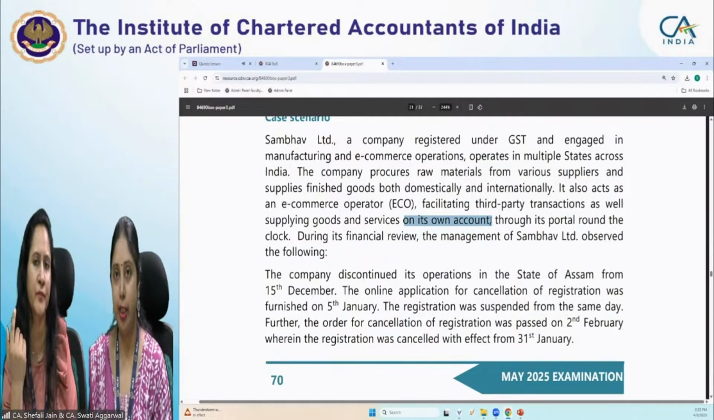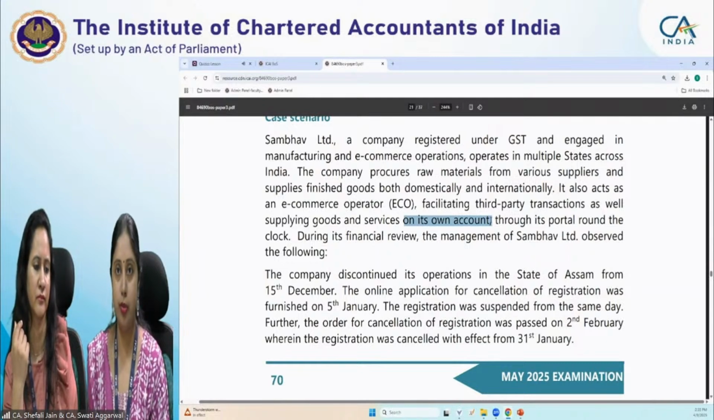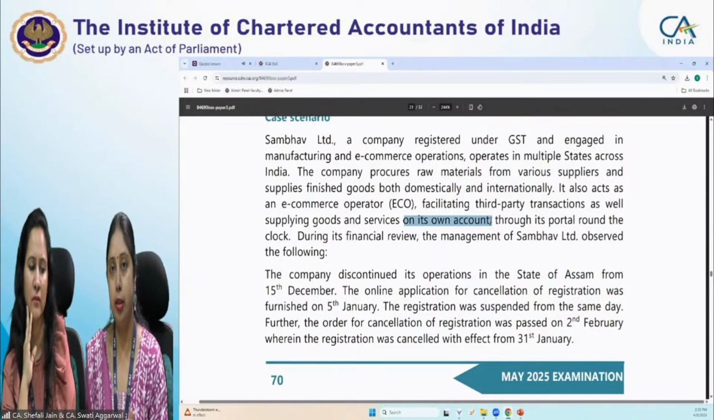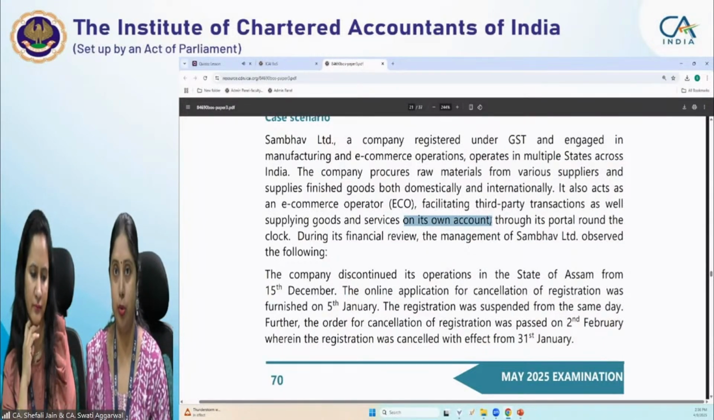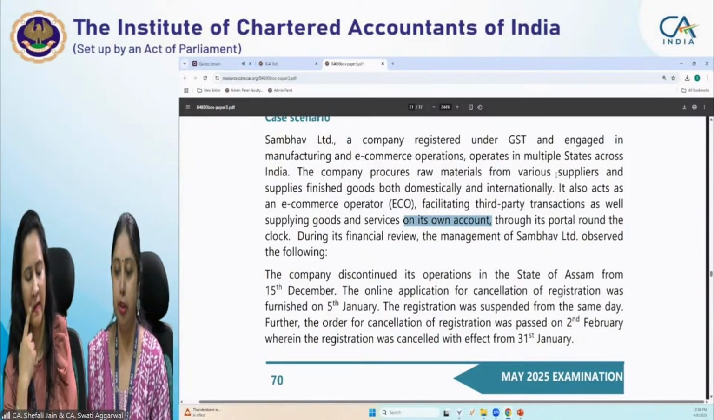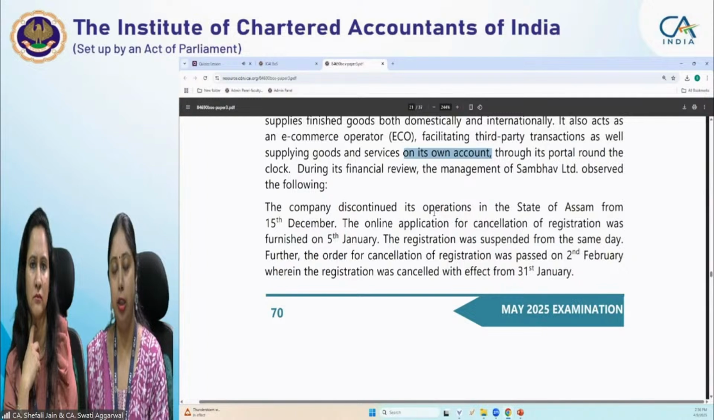So till now, we have found out that Sambhav Limited is a company which is engaged in manufacturing as well as in e-commerce operations. And in these e-commerce operations, other suppliers can also supply goods and services through it, as well as it makes supplies on its own account also. So both ways this e-commerce portal is operating. Now it has provided some relevant information during the financial review. Whatever information the management has observed, we'll be seeing each and every piece, and then we'll see the questions.